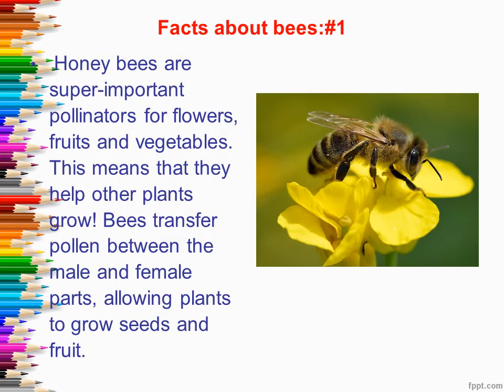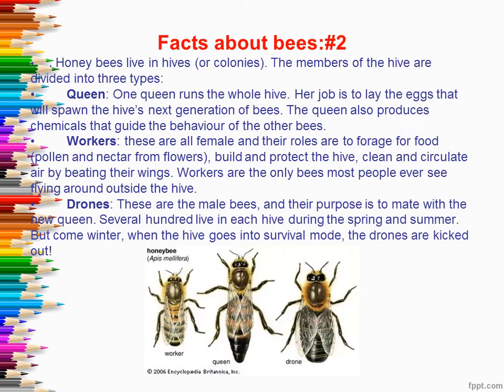Facts about bees number 1. Honeybees are super important pollinators for flowers, fruits, and vegetables. This means that they help other plants grow. Bees transfer pollen between the male and female parts, allowing plants to grow seeds and fruit.